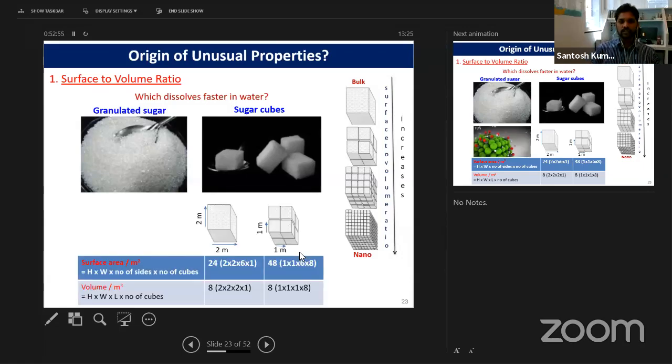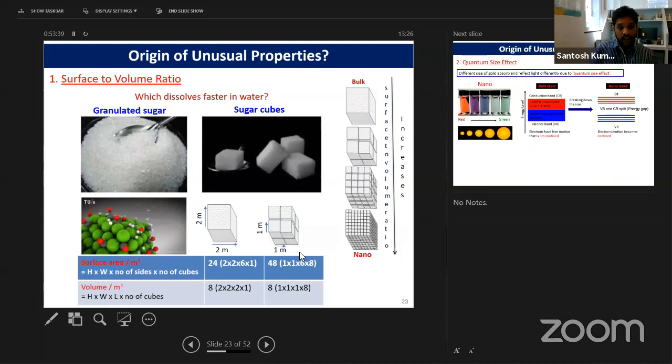So let's understand this with a small example. See here, I have a cube of 2 meters, and I break it down into 8 pieces, halving it in each direction. If you calculate the surface area, in the first case it is 24, in the second case it is 48. But calculate the volume as well. Does the volume change? No, the volume is the same. That's why the surface to volume ratio has increased.